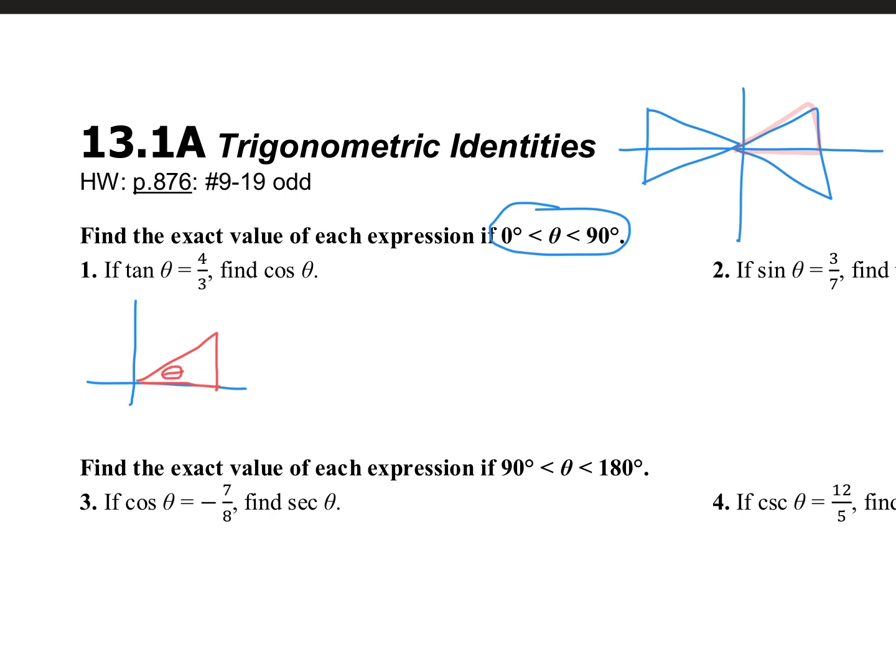If tangent of theta is 4/3, we can put 4 on the opposite side and 3 on the adjacent side. That's a 3, 4, 5 triangle, so the hypotenuse has to be 5. Now we just have to find cosine of that angle. Adjacent over hypotenuse, so that will be 3/5.